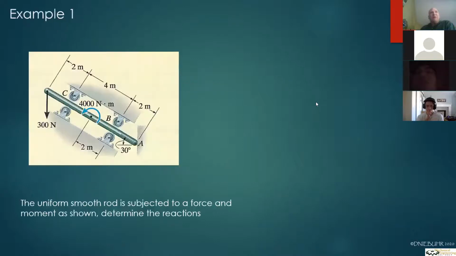All right, so let's look at this first example. This is a simple 2D problem, and you have this uniform smooth rod subjected to a force and a moment as shown. Determine the reactions. You have these wheels at C and the wheels at B, and smooth meaning there's no friction, and it's resting up against the wall A, and it has this 300 Newton force vertical at this end. So I want you to take a minute and draw what you think the free body diagram should look like for this.